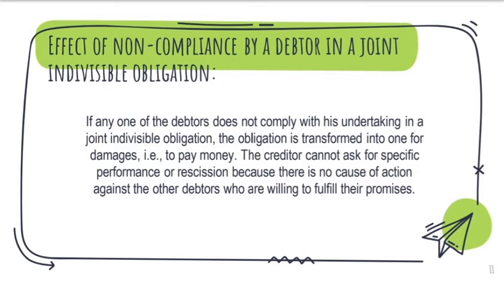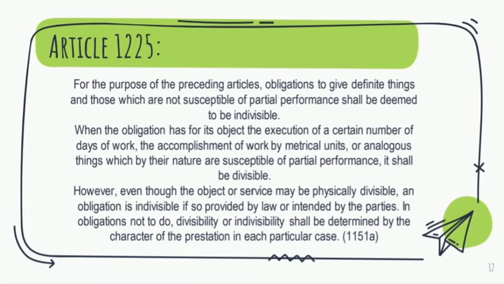And sabi pa dito, the creditor cannot ask for specific performance or rescission because wala namang cause of action with regards to other debtors na willing mag-fulfill ng kanilang obligation. And since joint indivisible obligation to, yung other joint debtors na hindi liable ay hindi na dapat mag-contribute beyond their share of obligation. Now let's proceed with our last article for today, Article 1225.